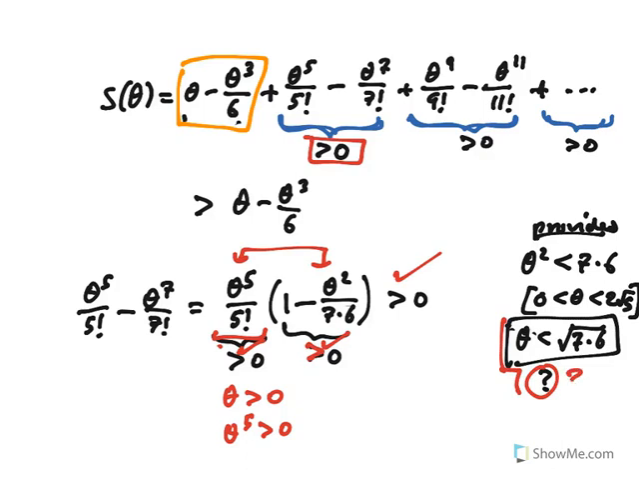Okay. Well, is this true? The answer is yes, because in fact we know that theta is less than 2 root 5. And 2 root 5 is less than root 7 times 6.